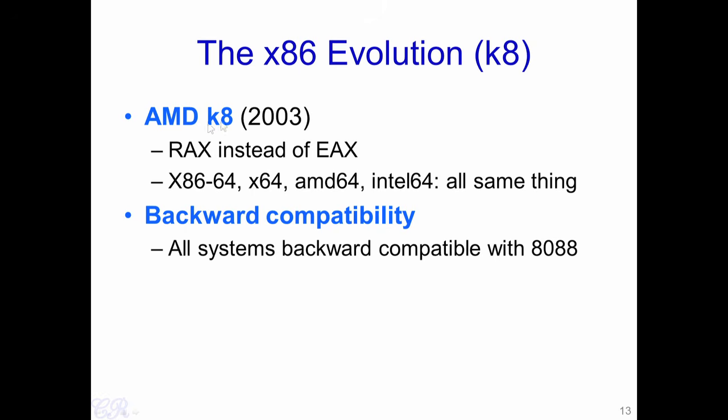So, in spite of extending from 32 to 64, the companies Intel as well as AMD ensured backward compatibility. That is, a program written for the 8088 would still, under certain circumstances, be able to run on the 64-bit platforms as well.